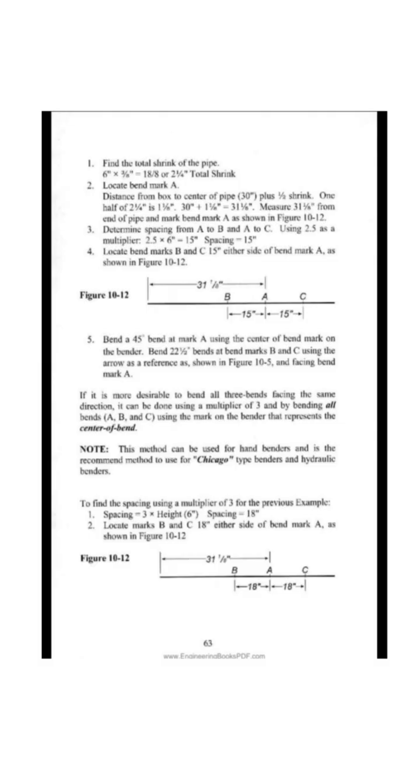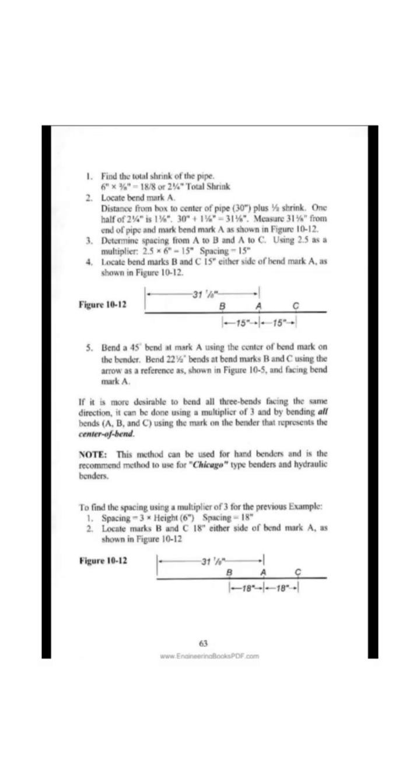3. Determine spacing from A to B and A to C using 2.5 as a multiplier. 2.5 by 6 inches equals 15, spacing equals 15. 4. Locate bend marks B and C on either side of bend mark A, as shown in figure 10-12. 5. Bend a 45 degree bend at mark A using the center of bend mark on the bender. Bend 22.5 degree bends at bend marks B and C using the arrow as a reference as shown in figure 10-5, and facing bend mark A.